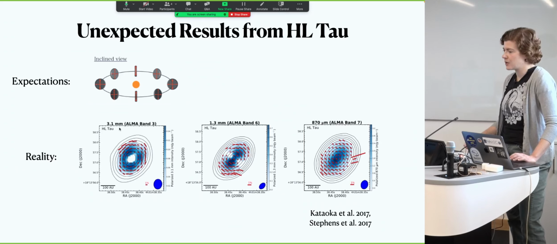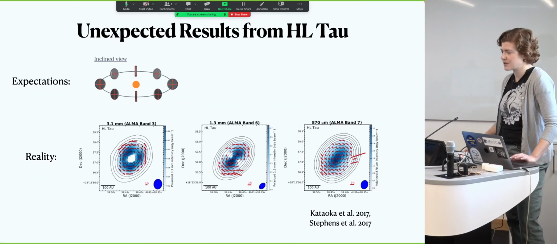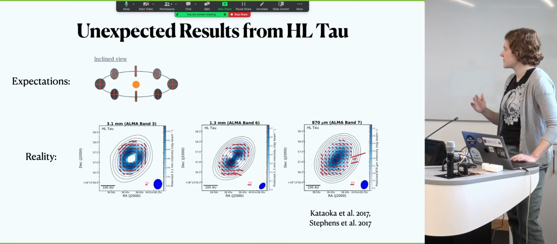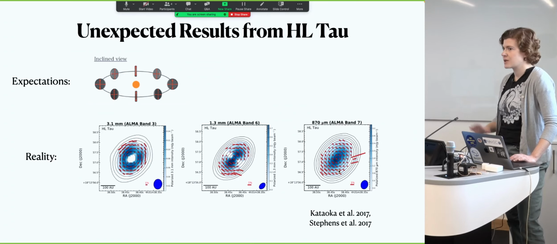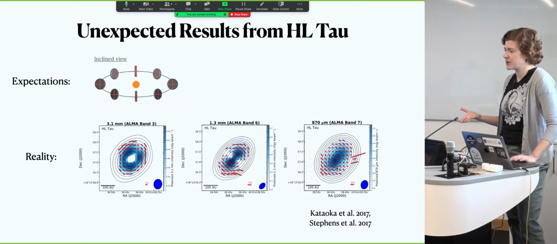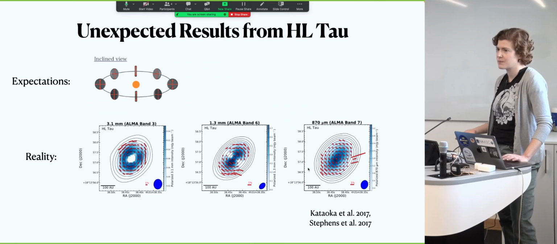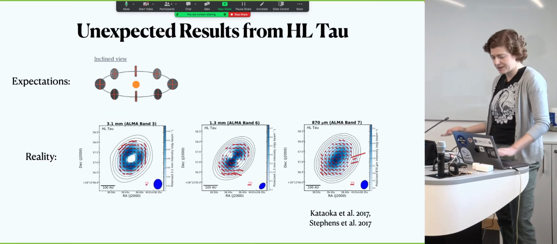You can see that as we go from 3.1 millimeters to 870 microns, you transition from this azimuthal arrangement of polarization vectors to a morphology where the direction of polarization is parallel to the disk's minor axis. Since these observations don't look like what we would expect from dust grains aligning to a magnetic field, a lot of work has been done to figure out what might actually be behind this type of disk polarization and what we can learn about the disk from it.